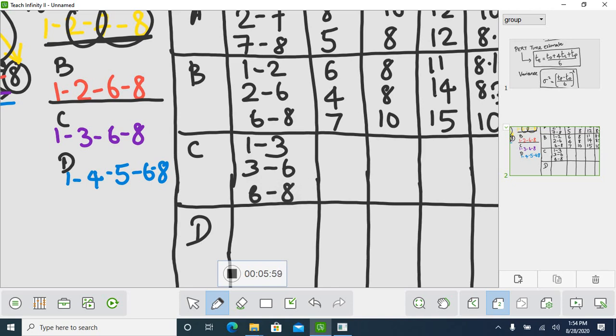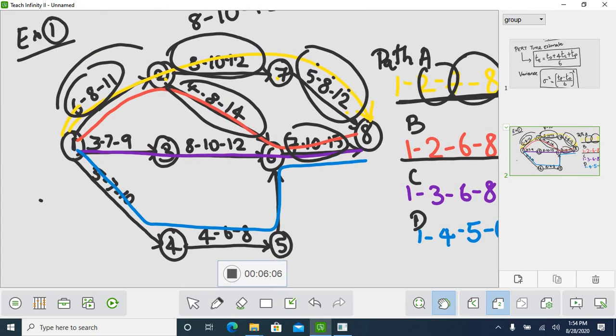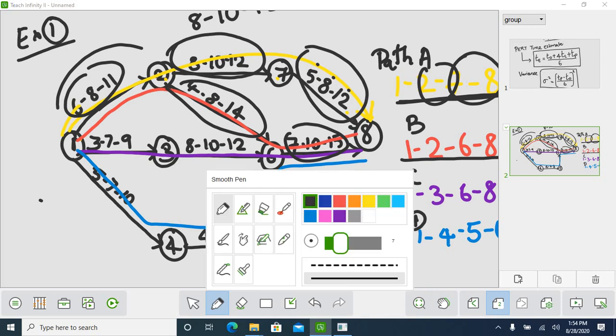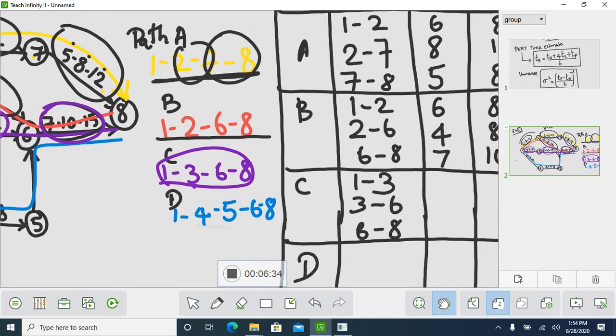For 1 to 3, what are the optimistic, most likely and pessimistic times? You take the same as before for 6 to 8. So 1 to 3 is 3, 7, 9. Next, 3 to 6 is 8, 10, 12. Next, 6 to 8 is 7, 10, 15. So these three activities we are taking for path C.